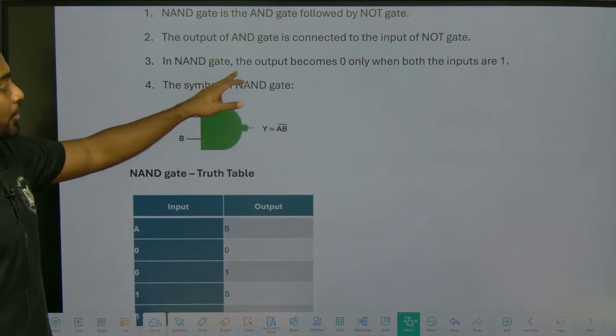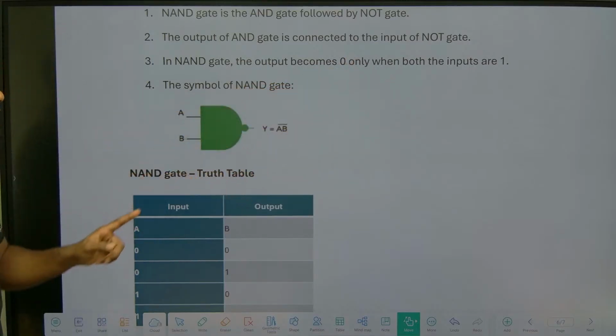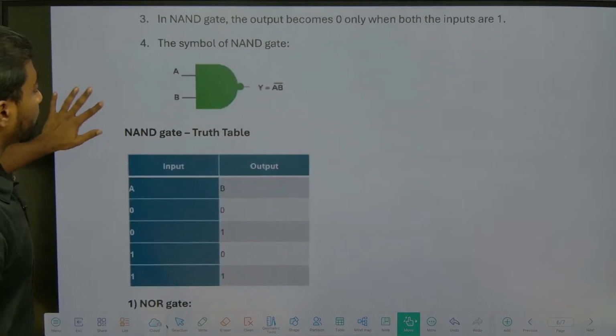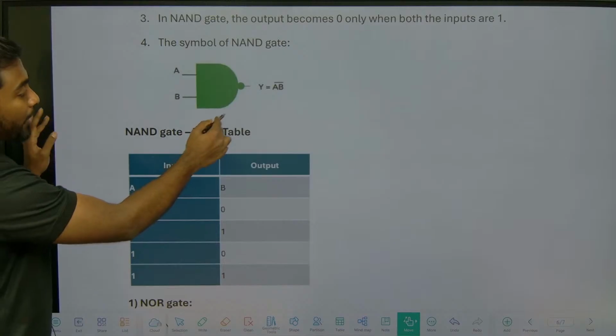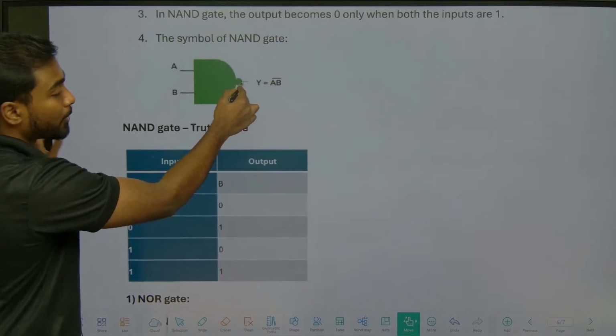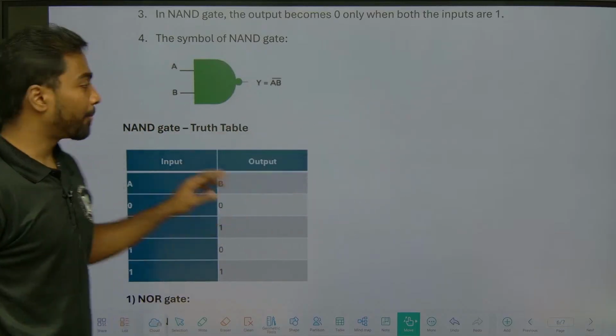So in NAND gate, the output becomes 0 only when both the inputs are 1. The symbol for the NAND gate is represented by the symbol D, and in front of D the bubble should be there. It's an AND gate with a bubble.